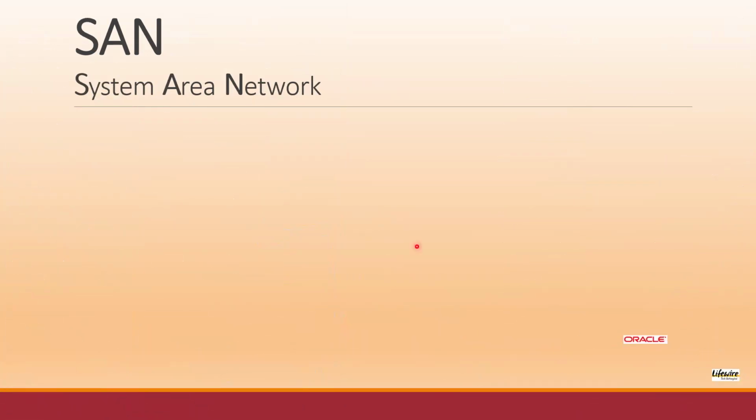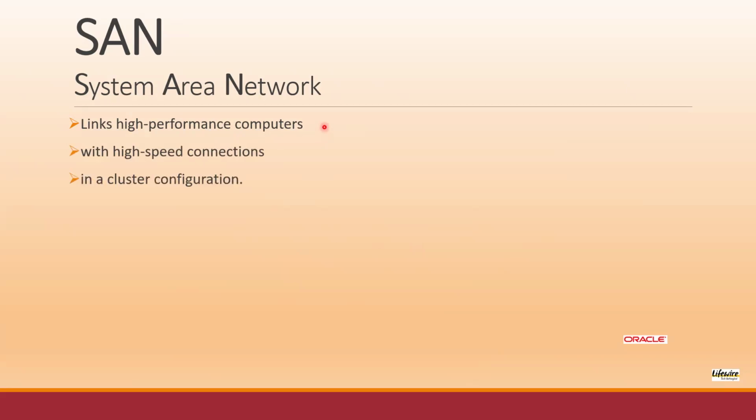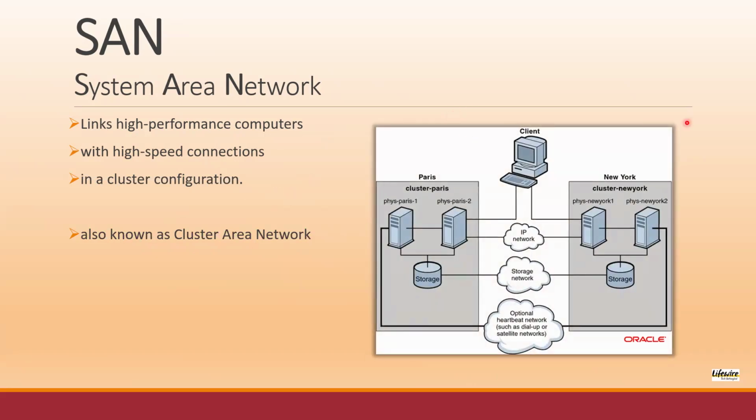SAN. We're almost done, guys, here. System area network, or sometimes it's referred to as a storage area network. It links high performance computers with high speed connections in a cluster configuration. Whoa, here's a mouthful after a mouthful. Also known as a cluster area network. Storage area networks, and this is kind of an example of that.